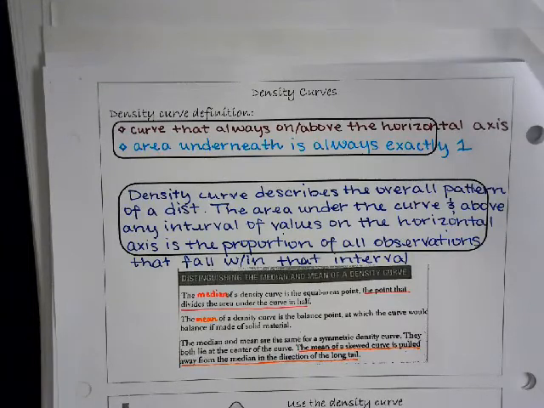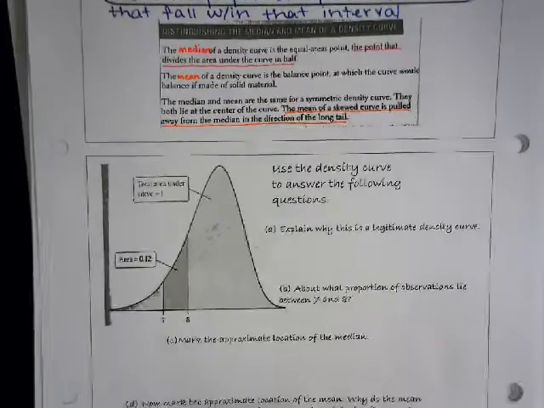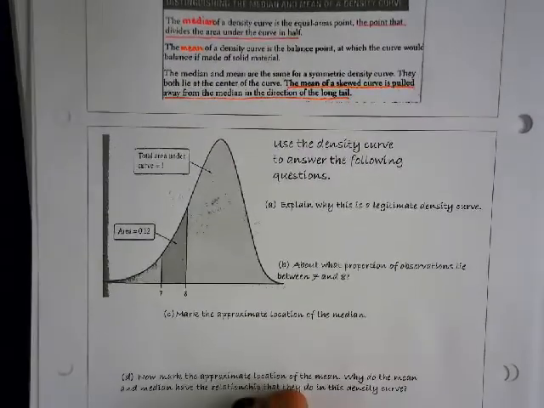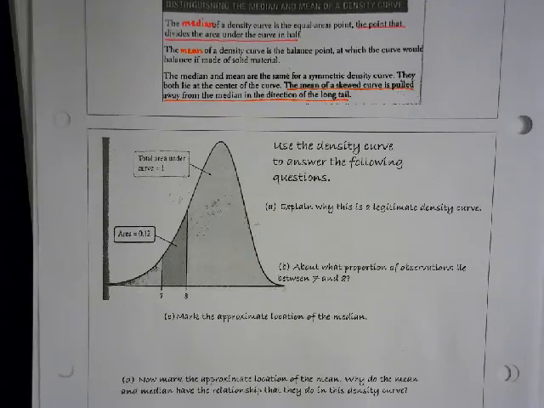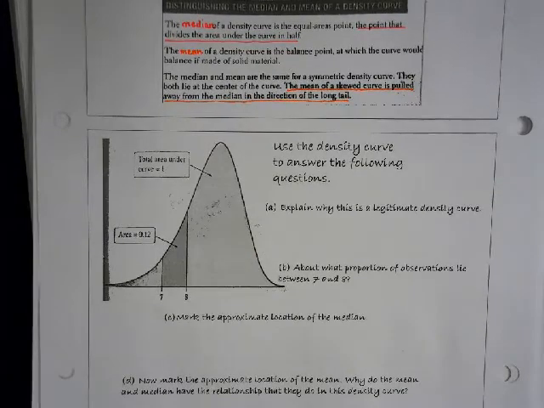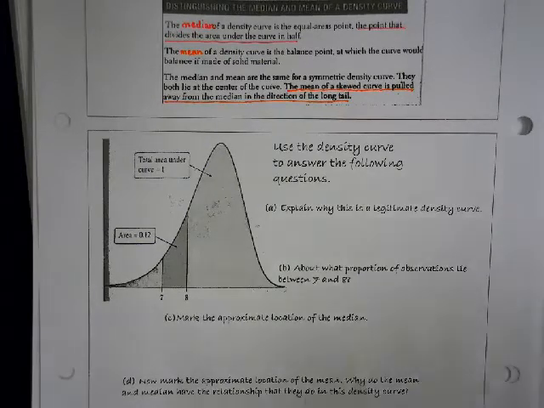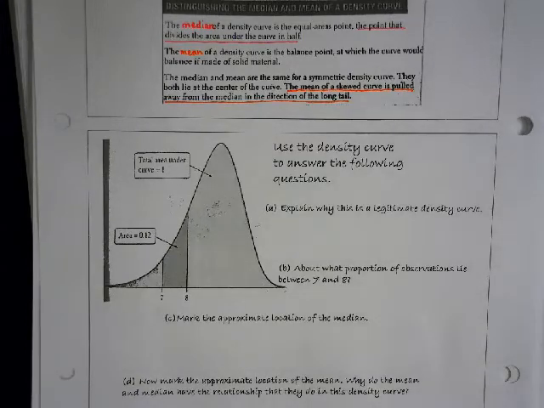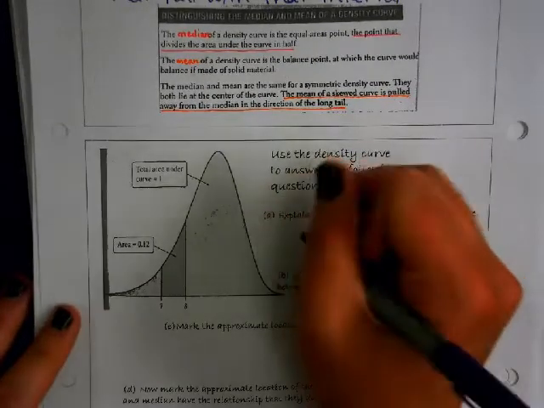May I move it up, please? All right, so we have a density curve on the left, and we're going to use it to answer the following questions. Part A, explain why this is a legitimate density curve. There are two characteristics of a density curve that we have to show. It is on top of the x-axis, and its area is 1. So it has to be on top of the horizontal axis, and the area is 1.